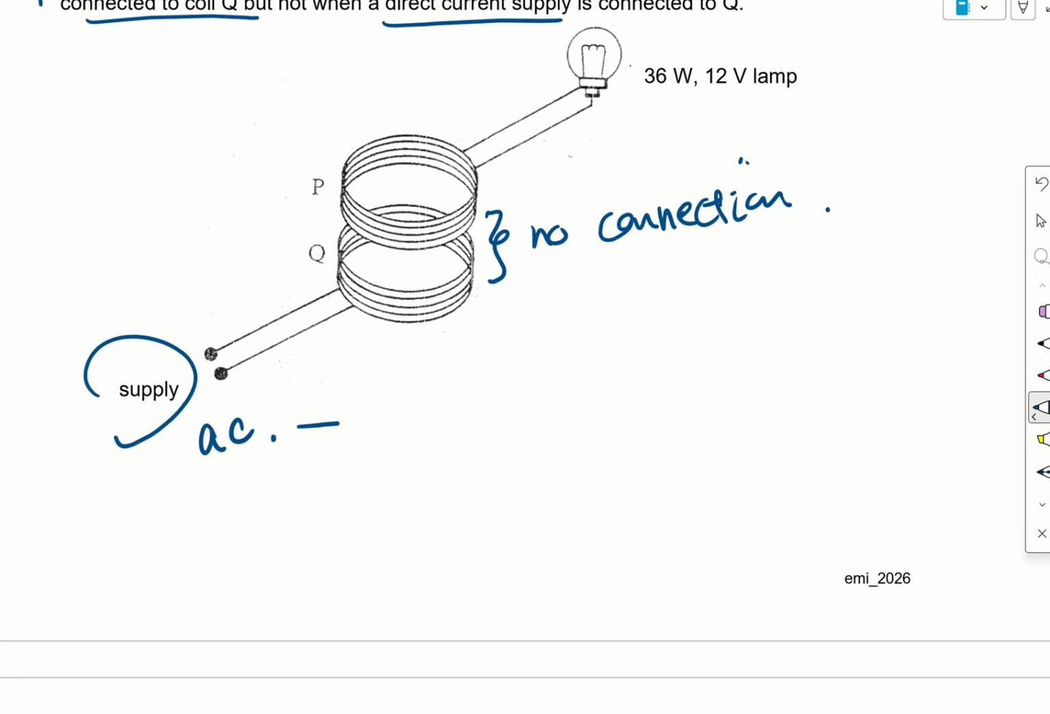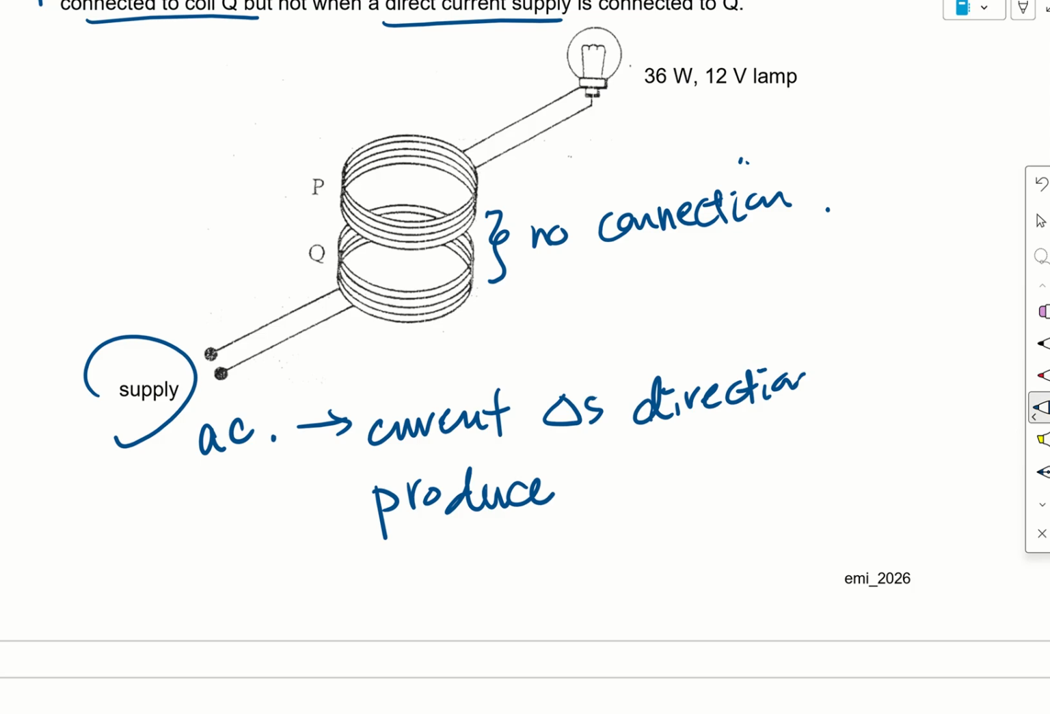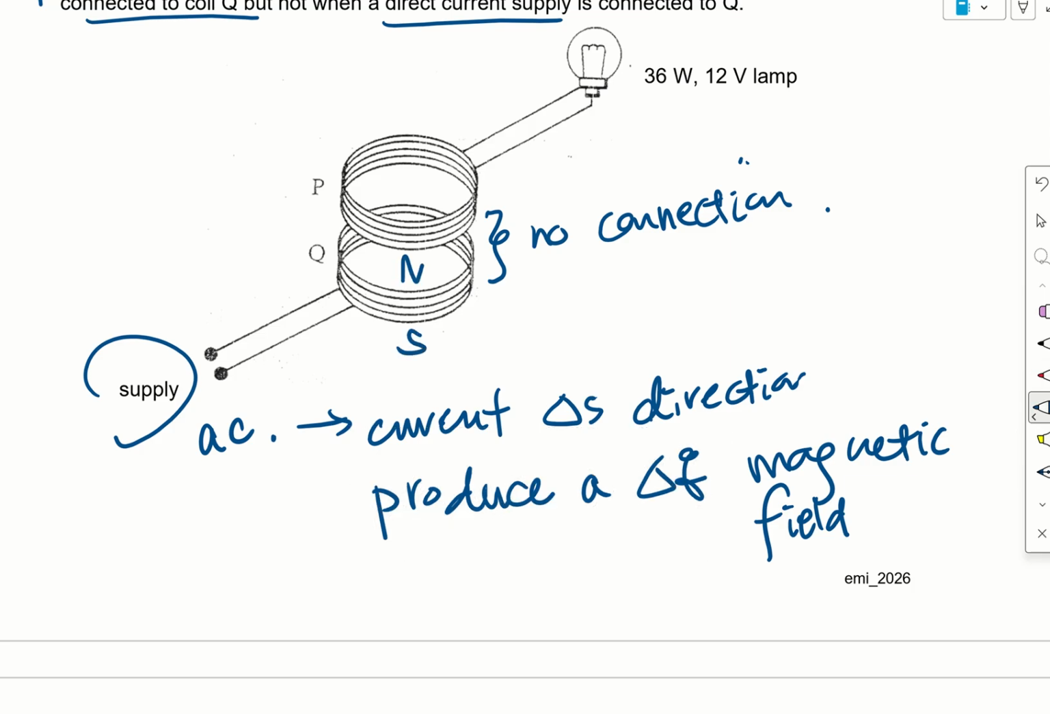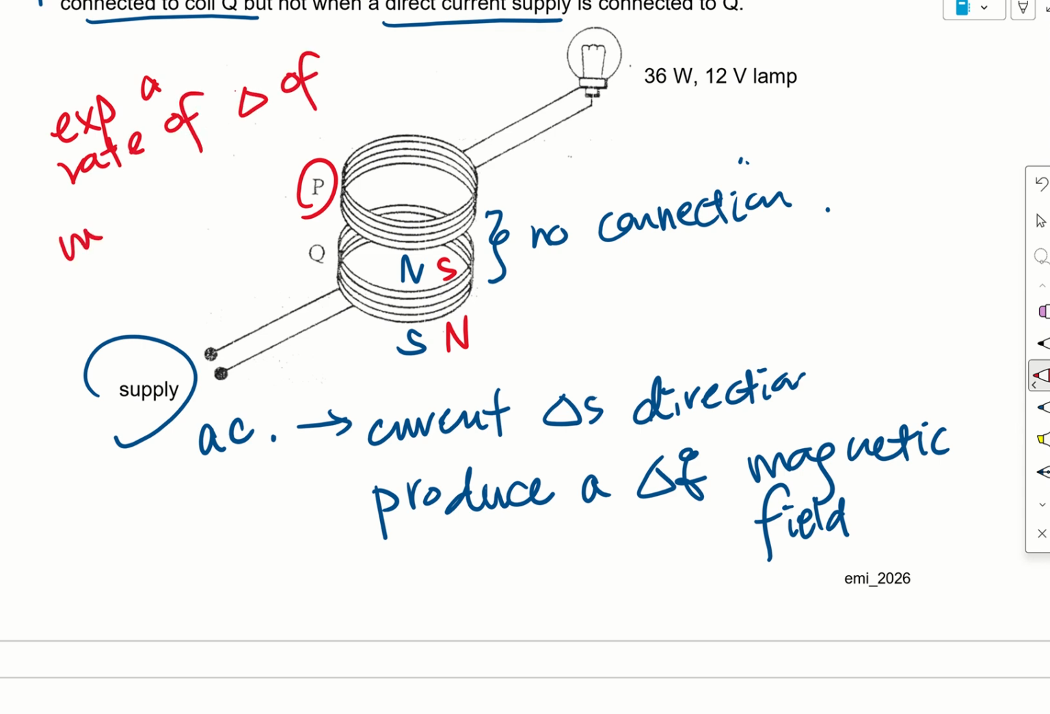So what happens when we have AC? We have alternating current. Current changes direction. And when current flows, it will produce a magnetic field. So it will produce a changing magnetic field. So it could be a north and south, and then the next moment become a south and north. That is produced in coil Q. Now coil P will then experience a rate of change of magnetic flux. Right?